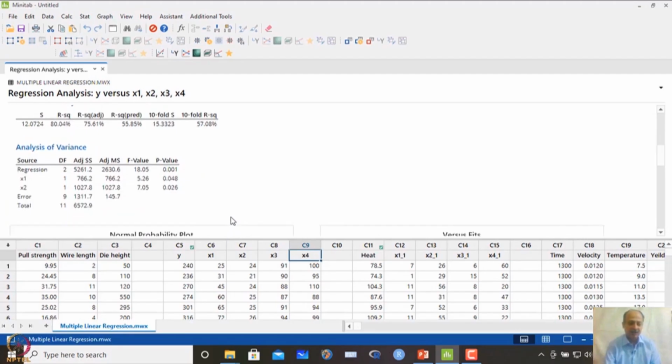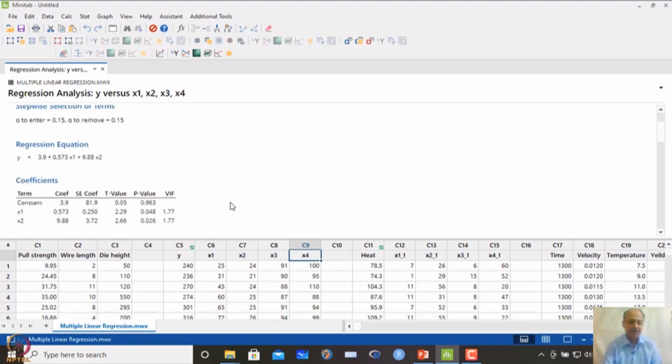So, in this case we can say that this may be the best model that we have considered over here, and we should go about implementing this one. So, this may be the model that we have generated over here.